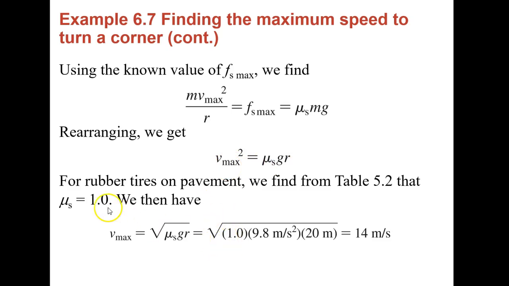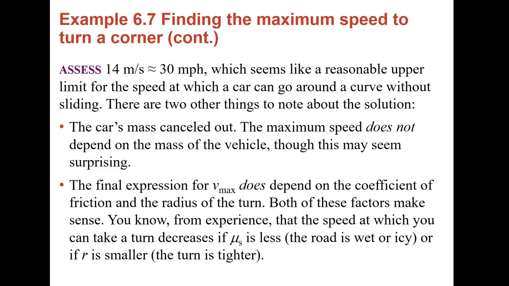We know the coefficient of friction is 1, g is 9.8, and our radius is 20. Multiply them together, take the square root, and you get a maximum speed of 14 meters per second to keep the car in the circle. That's about 30 miles per hour.